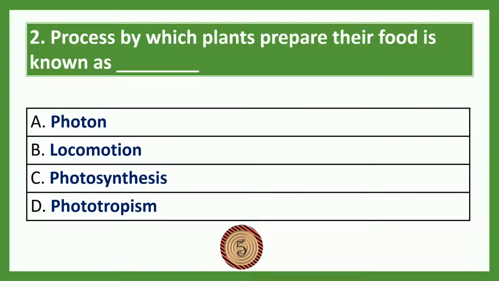Select the odd one out on the basis of how the given animals eat their food. Option A, squirrel, option B, rat, option C, snake, option D, guinea pig. The answer is option C, snake. Squirrel, rat and guinea pig gnaw their food while snake swallows its food.